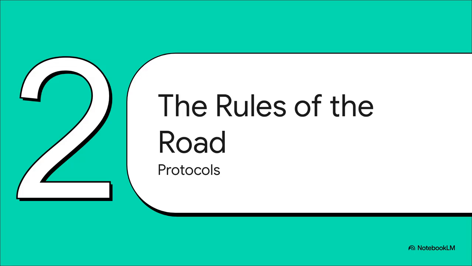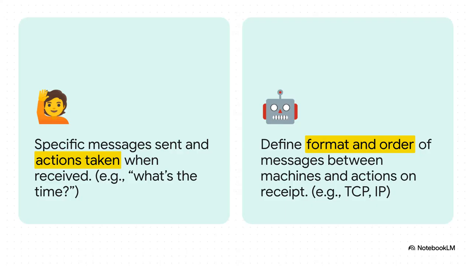How do they all communicate without it just being total, absolute chaos? Well, it turns out they all agree to follow a very strict set of rules. And in the networking world, these rules are called protocols. You know, the easiest way to wrap your head around network protocols is to think about our own human protocols. We use them all the time without even noticing. If you want to know the time, you ask a specific question, right? Got the time? And you expect a specific kind of answer.